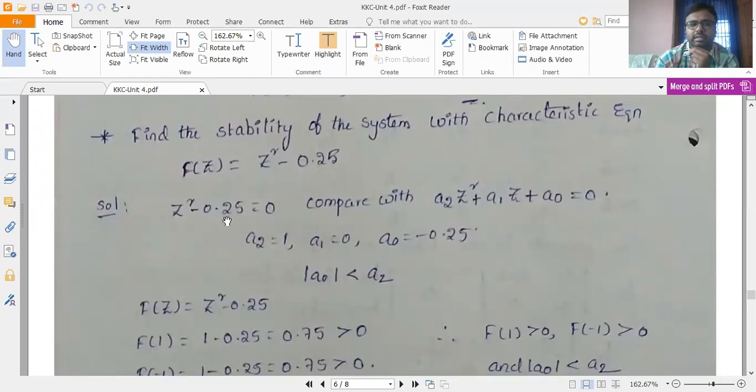Okay, so you have to compare this particular equation with the standard equation which we have taken. The order of the equation, that is n, is 2. Therefore, the standard equation is a2 z^2 + a1 z + a0 = 0. Comparing this equation with the standard equation, we have a2 value is 1, a1 value is 0, and a0 value is minus 0.25.